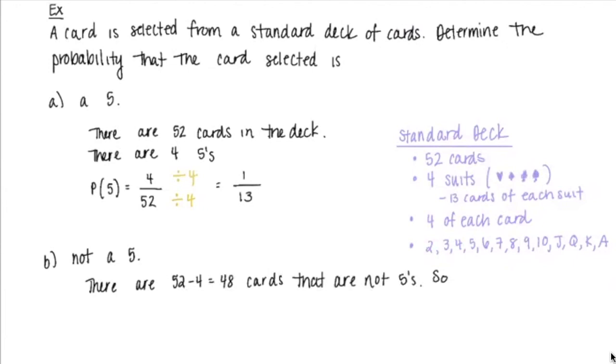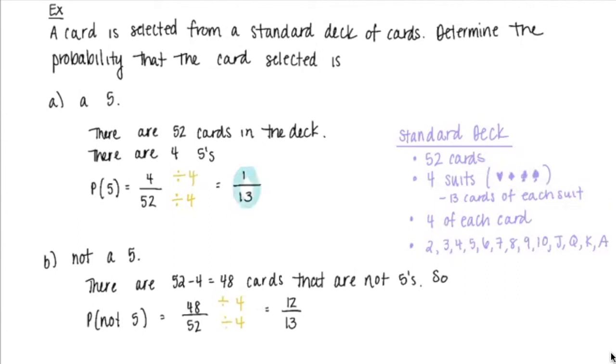So our probability of not getting a 5 is 48 out of 52. And again, both of these are divisible by 4. So if we divide top and bottom by 4, that's going to give us 12 out of 13.